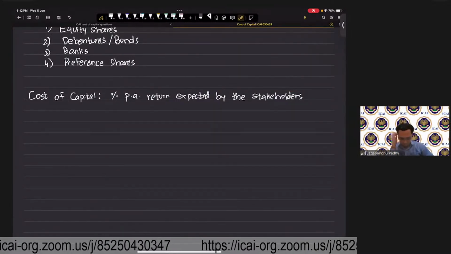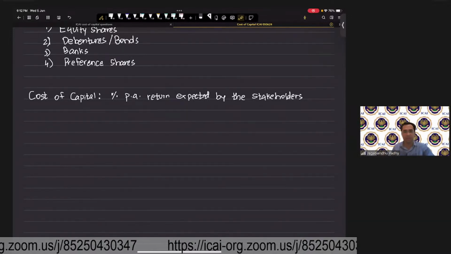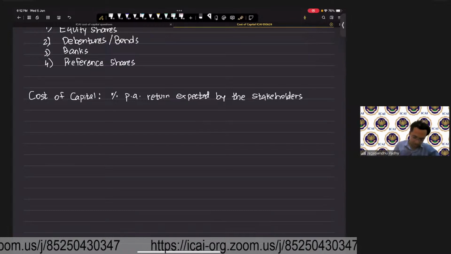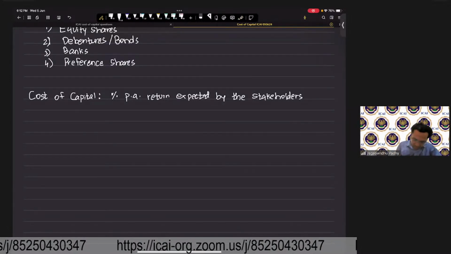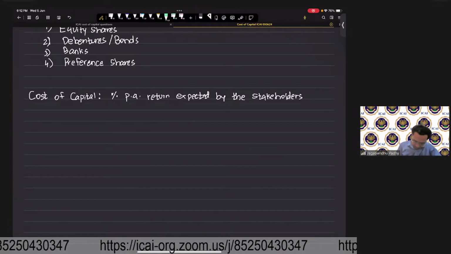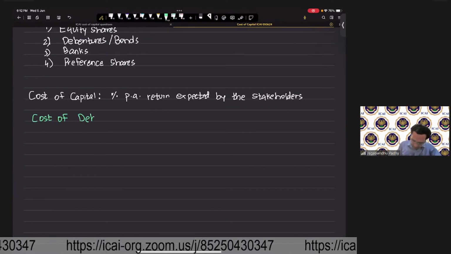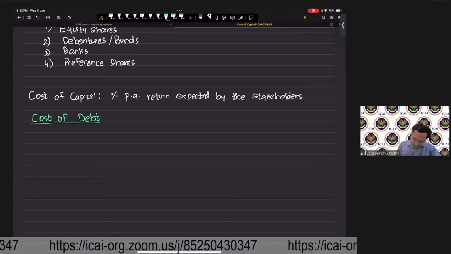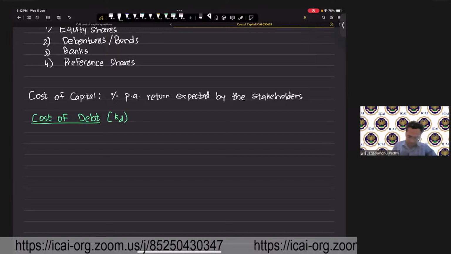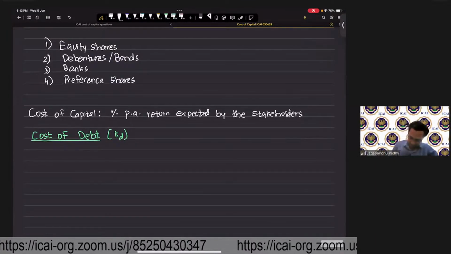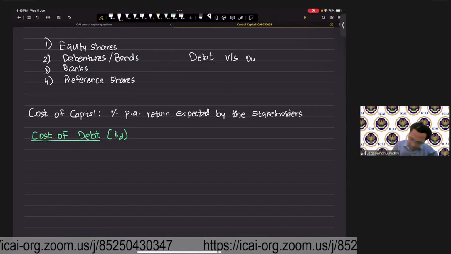Okay. Now, how do we compute the percentage per annum return expected by the stakeholders? For that purpose, let's take it up one by one. First, let's take cost of debt, and it's denoted as KD. Okay, can you guys just tell me one distinction between debt and owned funds?